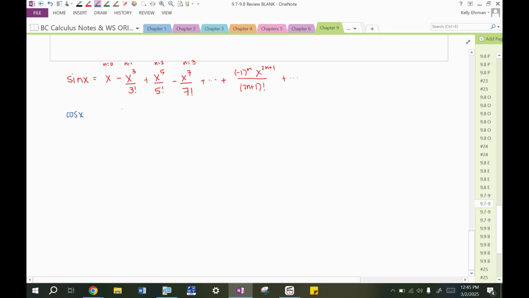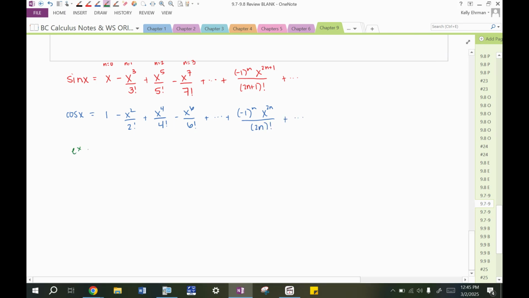Cosine x has all of the even exponents. And remember, that means x to the 0 is even. So that means that your first term is constant. And then it's minus x squared over 2 factorial plus x to the fourth over 4 factorial minus x to the sixth over 6 factorial plus dot dot dot plus negative 1 to the n, because again, when you put in n equals 0, you get positive 1. X to the 2n over 2n factorial plus dot dot dot.